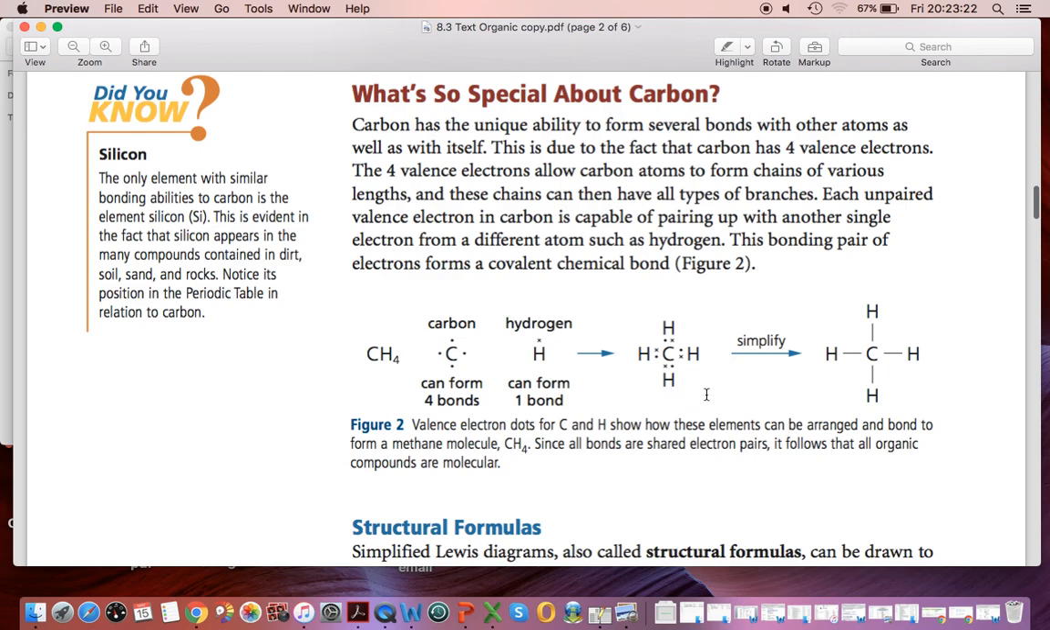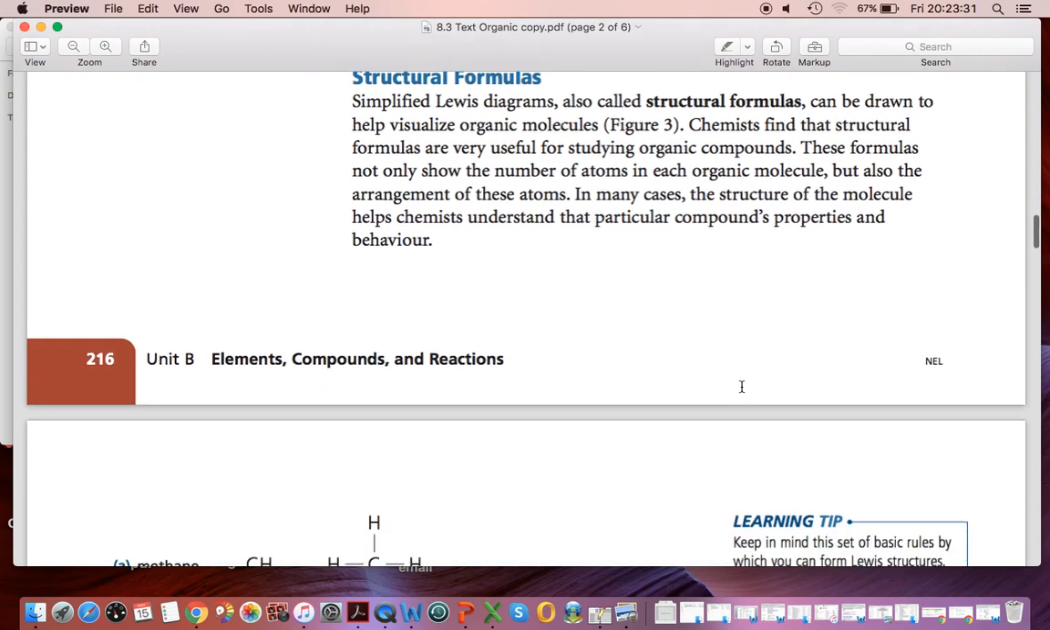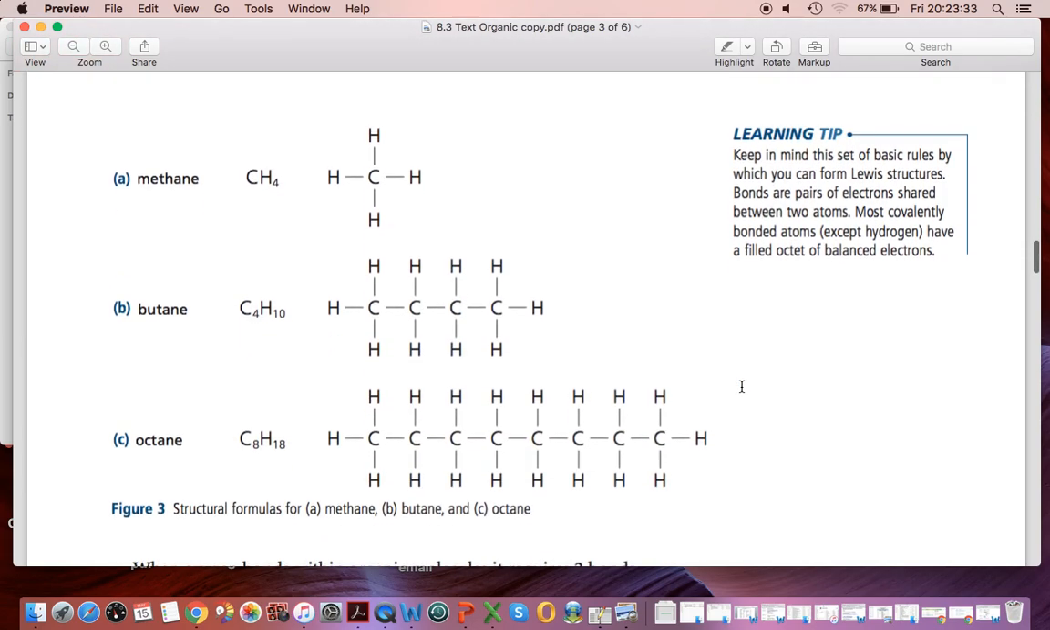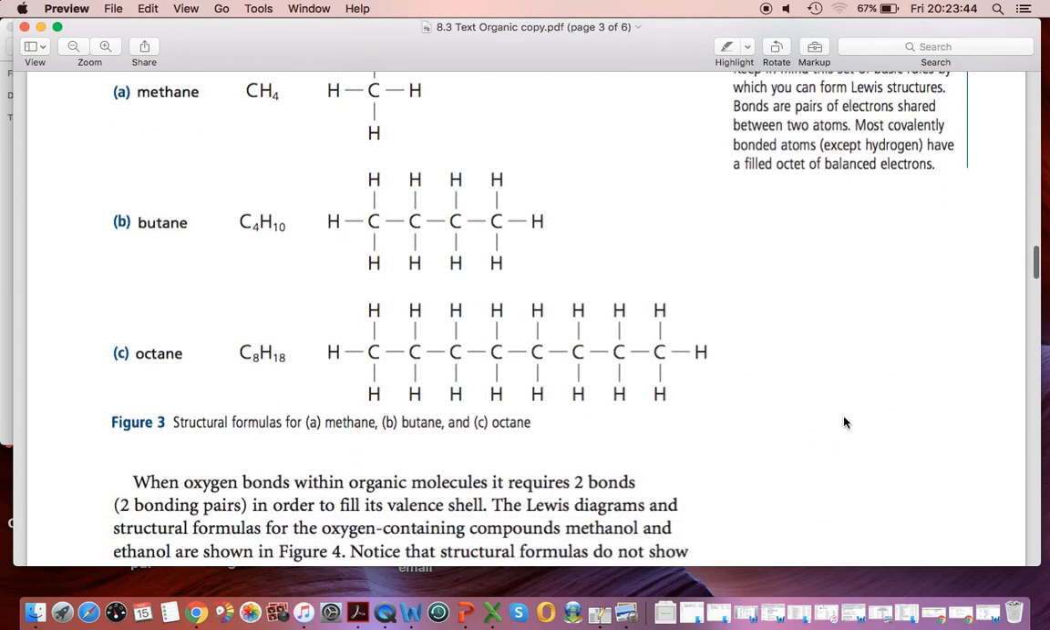If it asks for a Lewis structure, you're doing dots. If you're doing a structural diagram, you're not including dots. You're replacing bonds with lines. And that's what it talks about with the structural formulas. And it's going through, again, molecular formulas. And they got carried away and they did octane. So there should be 8 carbons there. And if you count, you'll find 18 hydrogens.